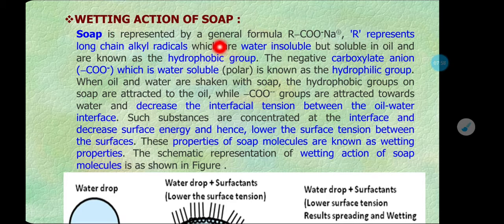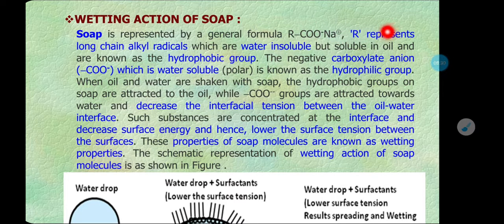Soap is represented by a general formula R, that means any alkyl group, the hydrophobic part, COO minus, the carboxylate anion, and Na plus is the counter ion. R represents a long chain alkyl radical, which is water insoluble but soluble in oil, right? And it is known as the hydrophobic group. This R group is hydrophobic or non-polar. The negative carboxylate anion COO minus is water soluble, it is the salty part.